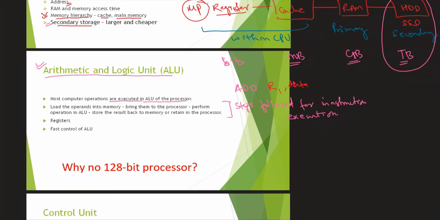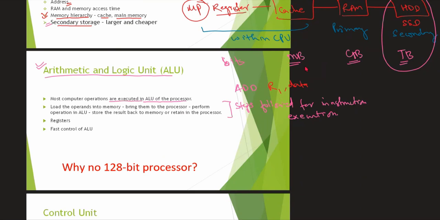So data needs to be brought from the memory to the processor and the operation performed in the ALU. Once the data R1 is already available in the processor, data is fetched from the memory. So the data as well as the R1 content is available to the processor. Then the ALU will perform the operation, adding. Then after adding, the result will be stored back into the memory.